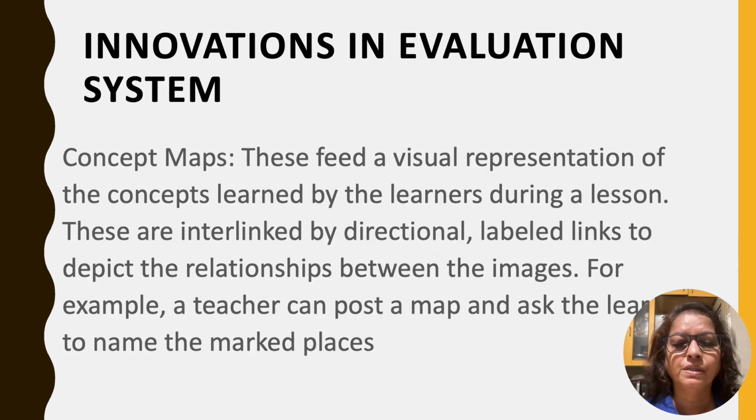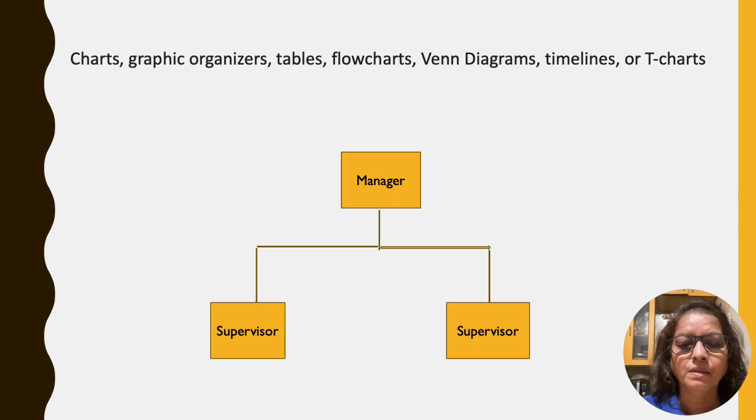Innovations in evaluation systems. One is a concept map. I'll give you a concept map in the next one. Just see, concept maps are charts, graphic organizers, tables, flowcharts, Venn diagrams, timelines, or T-charts. I've given you a simple organogram here.